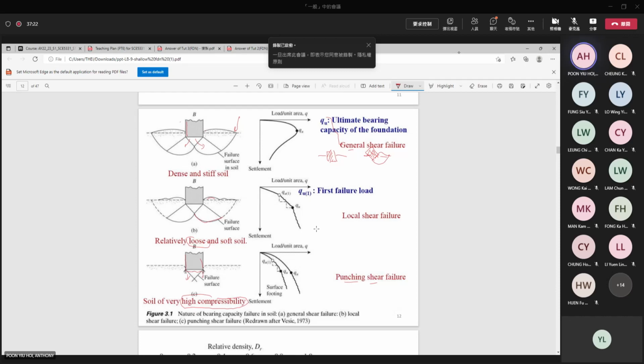So these are basically three types of failure mechanism, and this is the one we will look at more. The theory developed for this case can be modified and then used for this case. For this case, there may be some other methods. And maybe in this case, the failure is actually controlled by settlement. So our discussion is mainly on this one, the general shear failure.